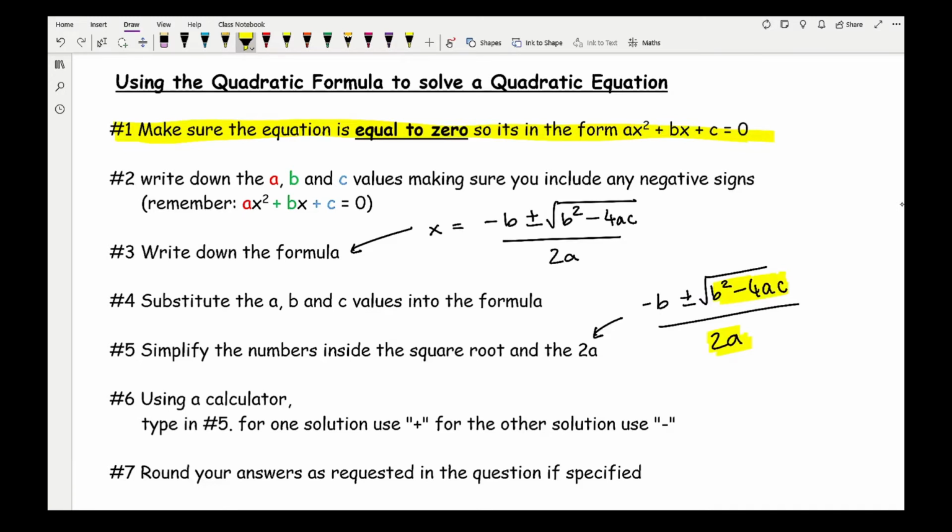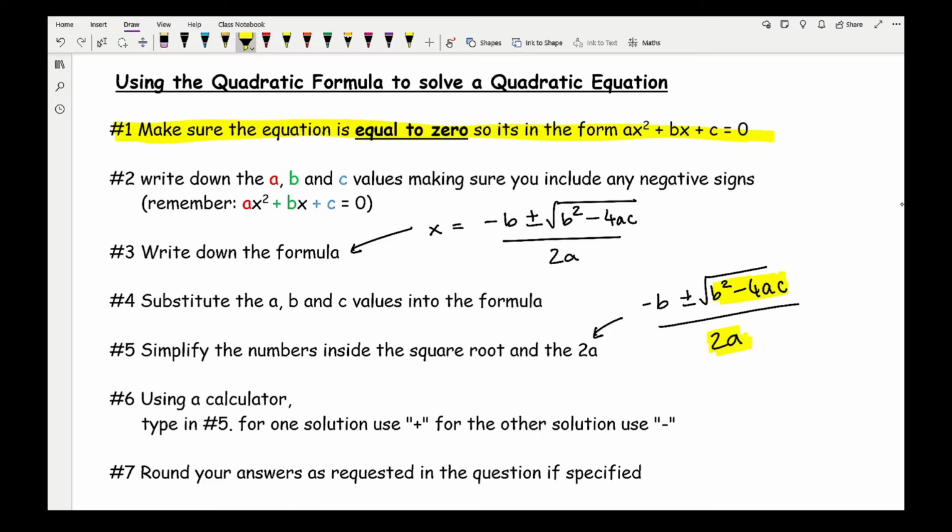Step 6 is probably where I encourage you to use your calculator, and what you then do is substitute the numbers in as you can, that you've written down in the exact same form, and type into your calculator. And then for one solution, use a plus, and for another solution, use a minus. And again, I'll go through it in the examples.